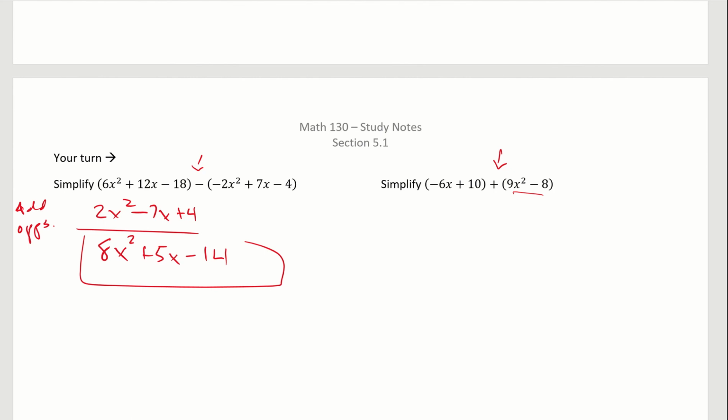Okay? It's like you're adding like something. Well, I can't do that. I'll just do this. I'm going to put the 9x squared, though. I'm going to put him way over here. Then I don't have an x term, so I don't put anything there. I just gave you a sneaky one, didn't I? And then I'm going to put the minus 8 under the 10.